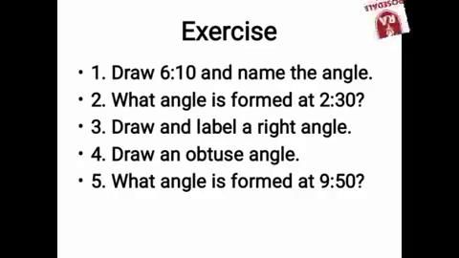At least we have 3 steps. Step 1, you look for the hour hand angle. Step 2, look for the minute hand angle, and then step 3, just subtract. So subtract the minute hand angle from the hour hand angle, and then you have your angle. It's the angle that determines the type of angle that is formed. So draw and label a right angle, draw an obtuse angle, and find what angle is formed at 9:50. All these are what I want to see.